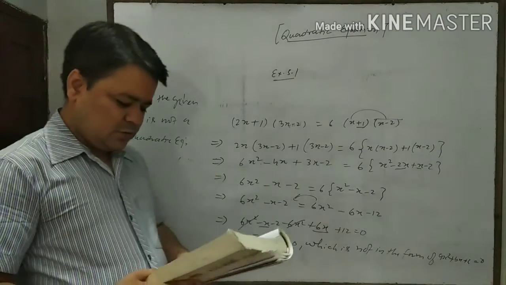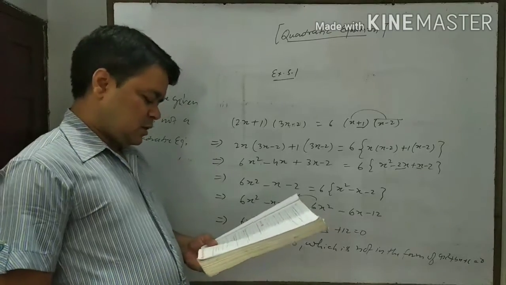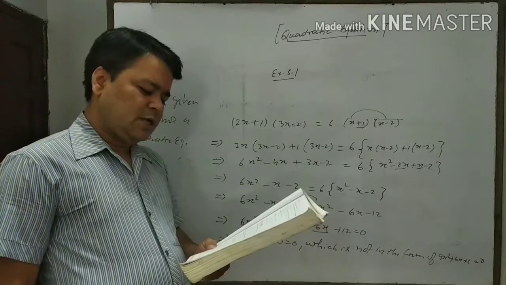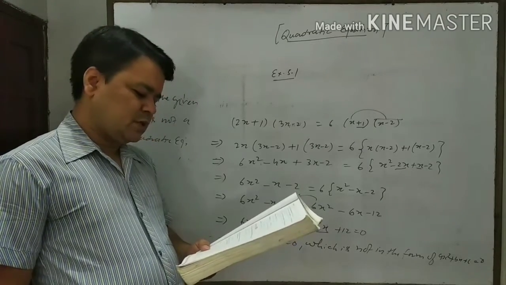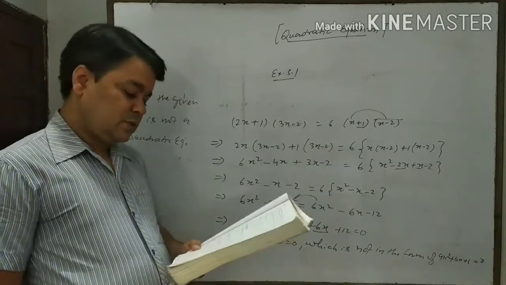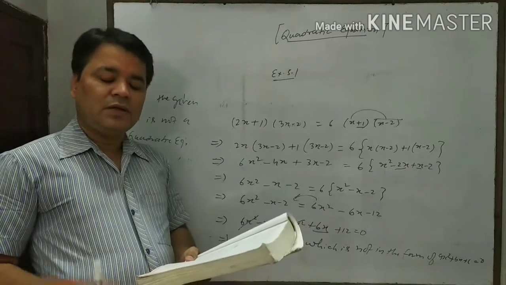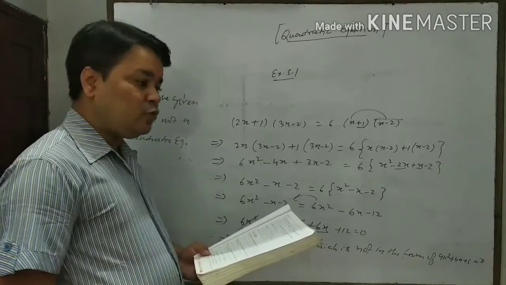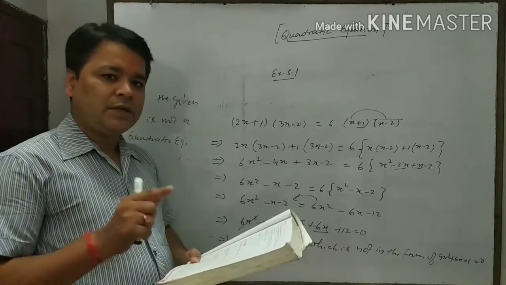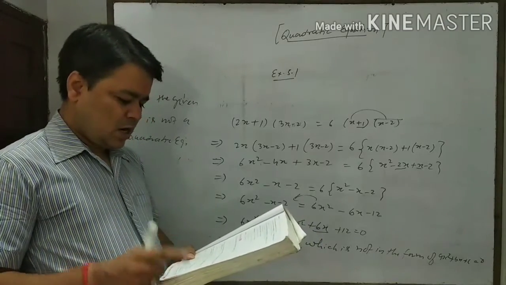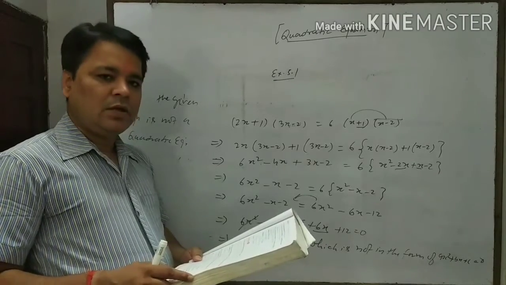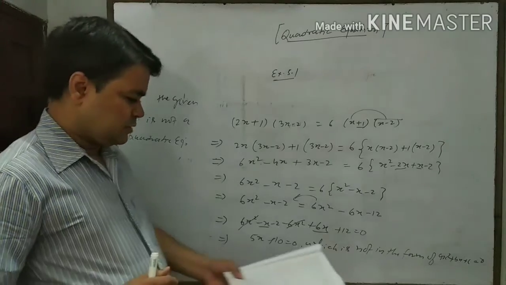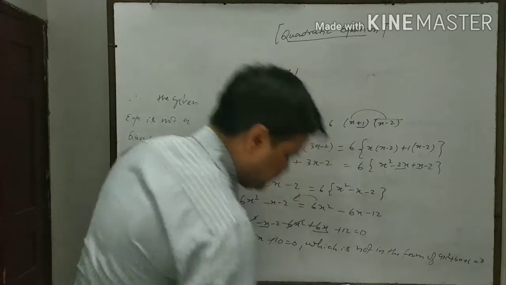In the second question, it is given: in each of the following, determine whether the given numbers are roots of the given equation or not. Means here the roots are given. The roots of the equation are already given, and we have to check whether the given roots are related to the given equation or not. Now we do this. Take one example.